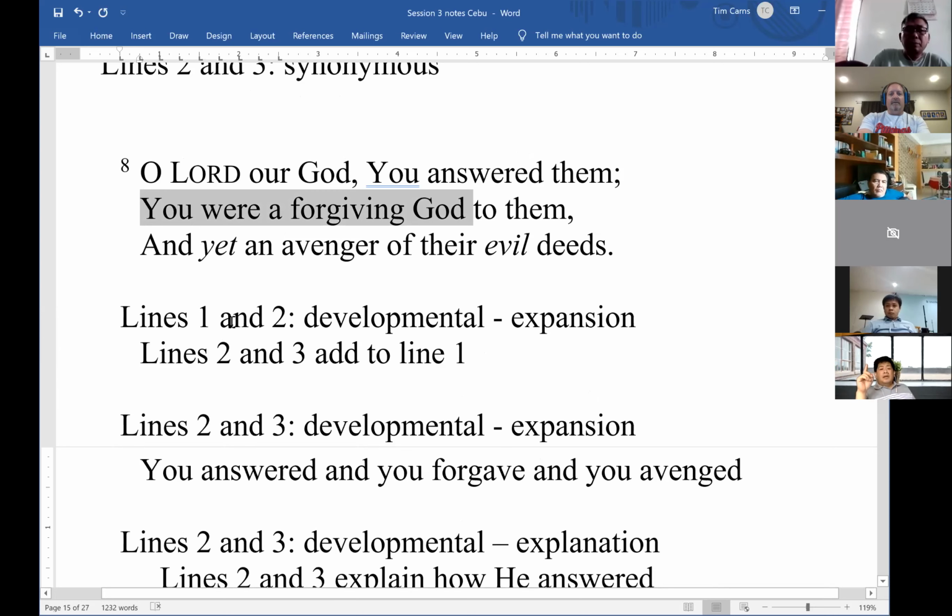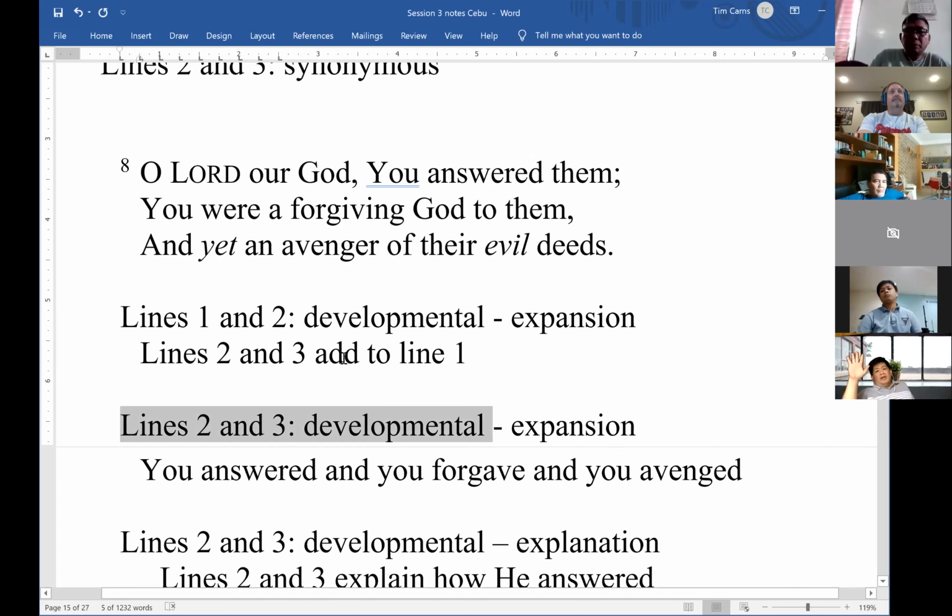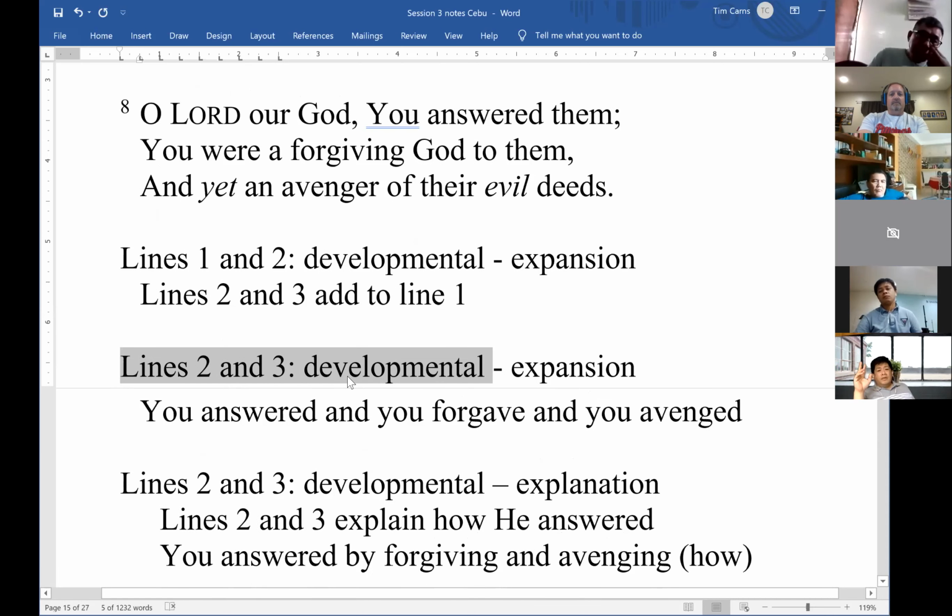Yeah, and that's why I think lines 2 and 3 function together, compared against line 1. So definitely line 1 is not expanding lines 2 and 3. It's actually lines 2 and 3 expanding and illustrating line 1.